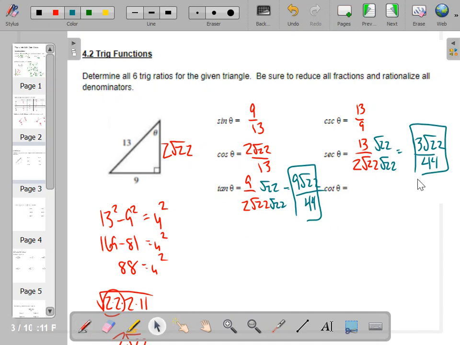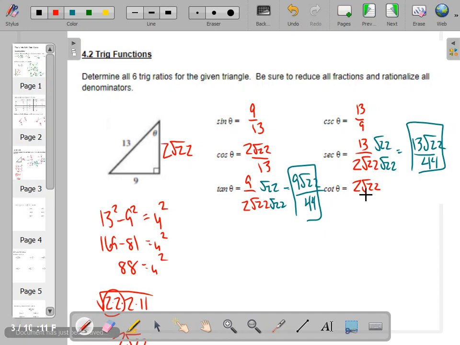And the last one, if you're going to flip this, first of all, guys, work smarter, not harder. You could flip this and then rationalize it, but that's a lot of work. How about instead of opposite over adjacent, we think of cotangent as adjacent over opposite. So 2 radical 22 over 9, and that helps us do it without having to rationalize anything.